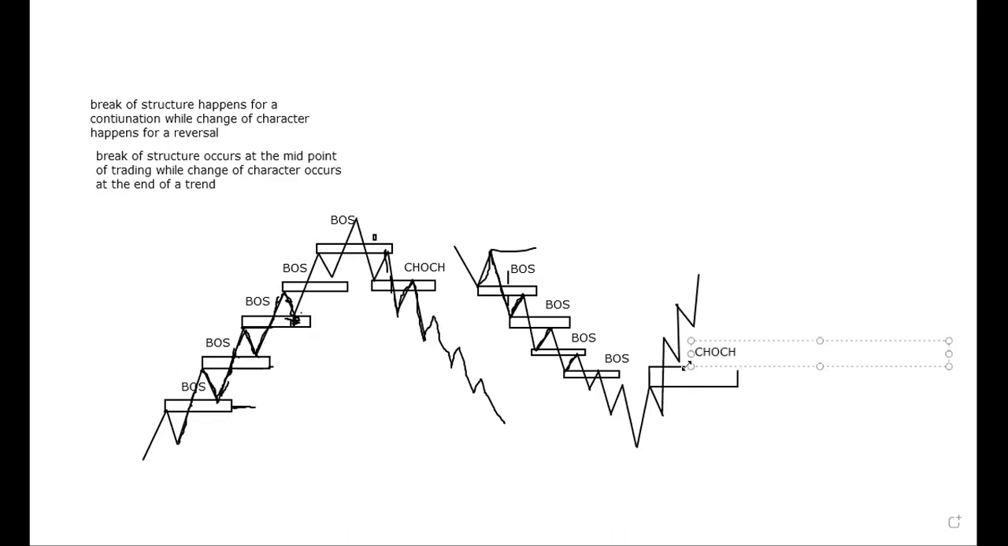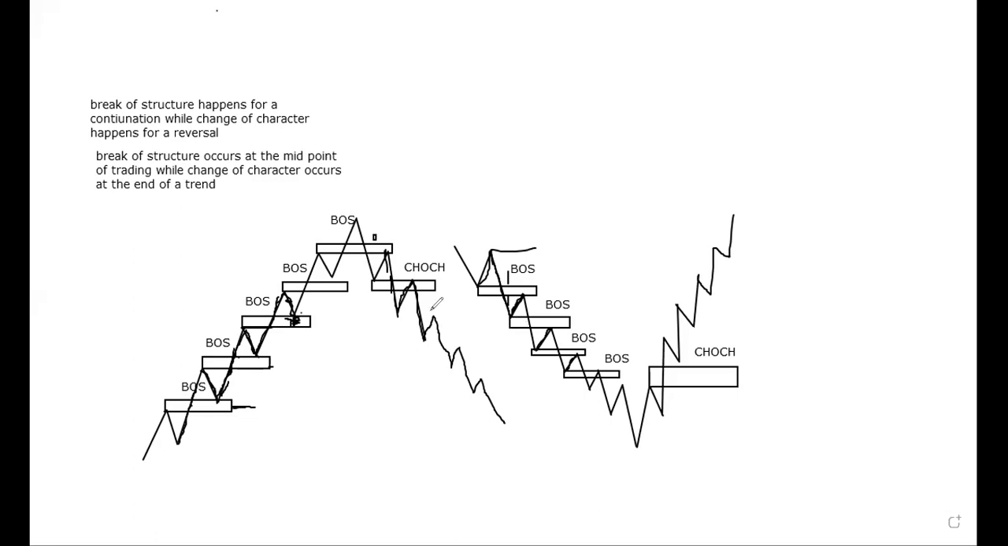So this is a change of character. And then we expect the market to keep on giving us a lower low, a lower low, a lower low, and it keeps on moving down and down. So anytime you see a change of character, it always signifies what?